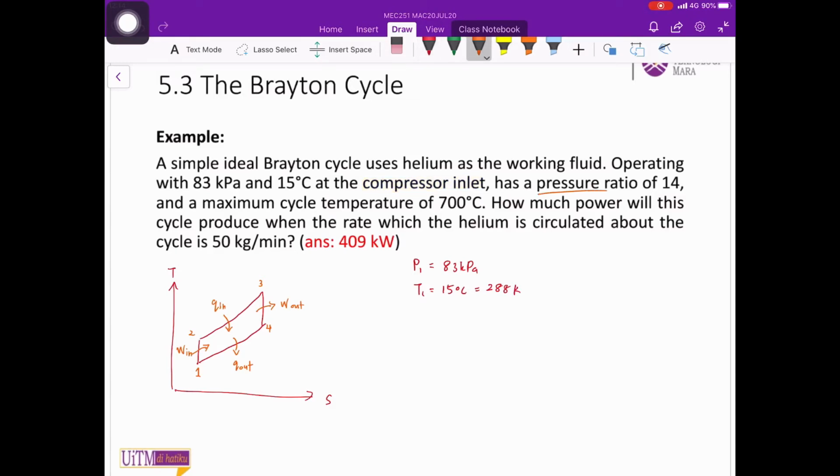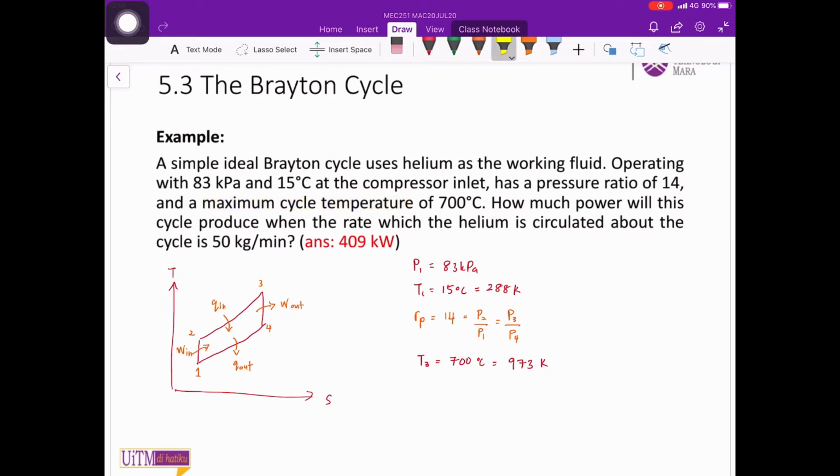Next will be the pressure ratio. Rp is equal to 14, so we know that Rp is equal to P2 over P1 and is equal to P3 over P4. Also given to us is the maximum cycle temperature of 700 degrees Celsius, and this value is actually representing the temperature at state 3. 700 degrees Celsius, and we convert into Kelvin, we're going to get 973 Kelvin.